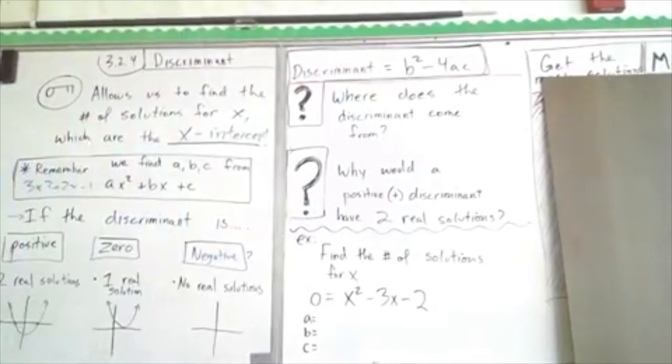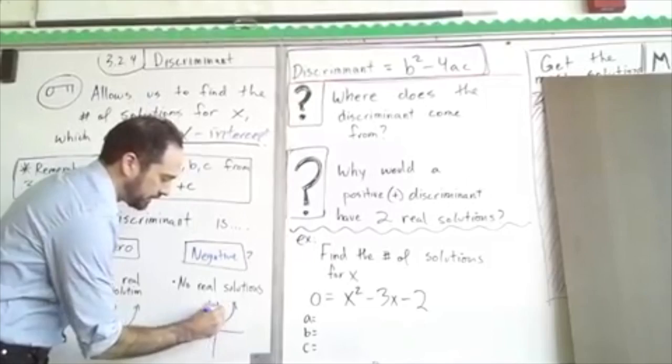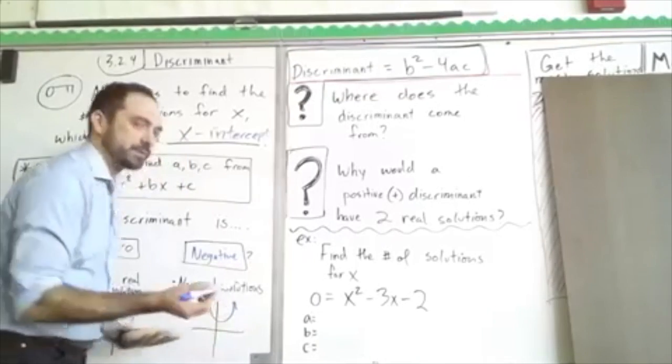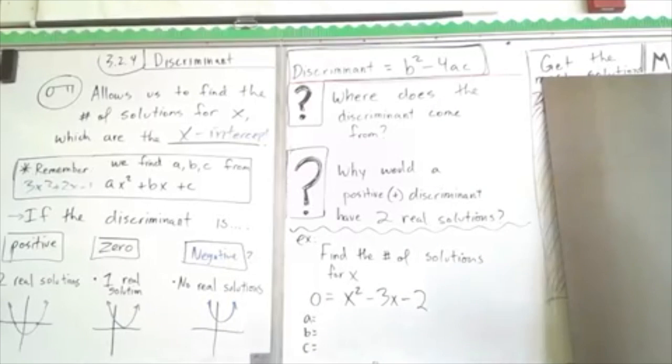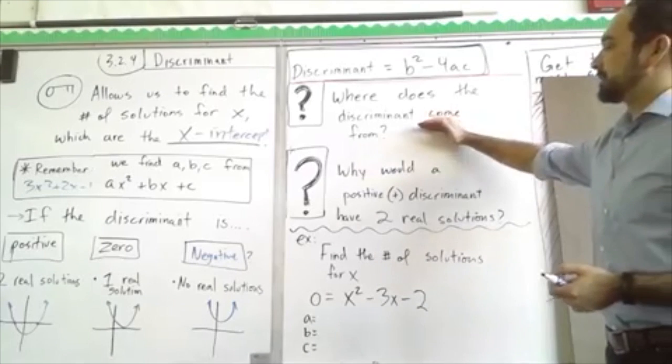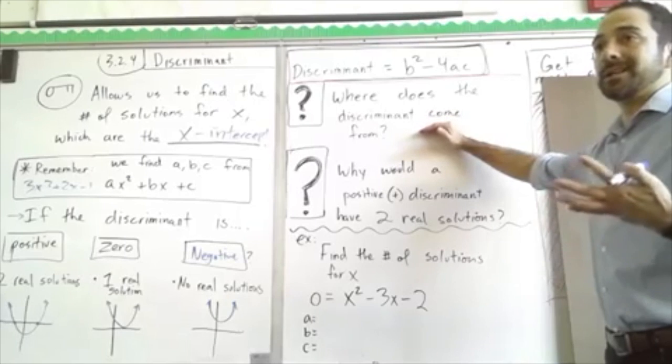So go ahead and make a little graph for this one. You're going to make no real solutions. That's when it's up off the x-axis. There's no place where it crosses the x-axis. That's the basics. The discriminant again comes from the quadratic formula. It's under the root, which is going to tell us how many solutions we can get.